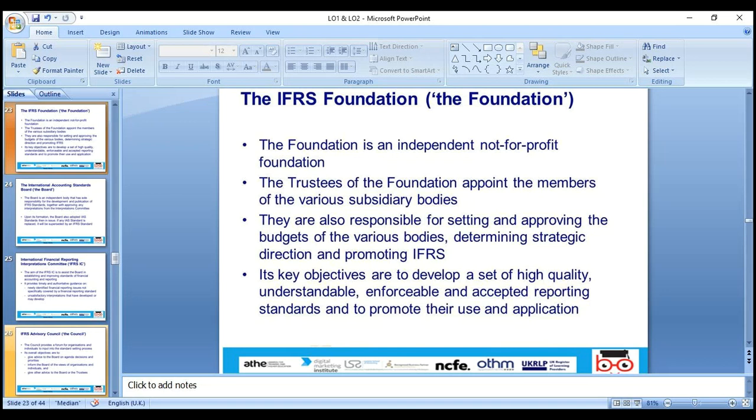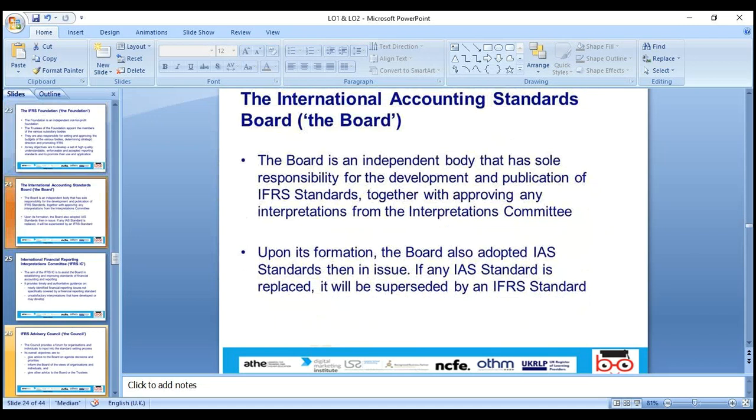The International Financial Reporting Foundation is an independent, not-for-profit foundation. The trustees of the foundation appoint members of the various subsidiary bodies. They are also responsible for setting and approving the budget of the various bodies, determining the strategic directions, and promoting IFRS, International Financial Reporting Standards. The key objective is to develop a set of high quality, understandable, enforceable, acceptable reporting standards and promote their use and application. So that's really the purpose: to promote and use.